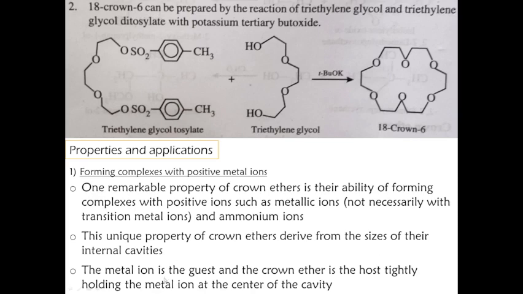The metal ion is the guest, interacting with the crown ether, which is the host. The metal ion is there, tightly held at the center of the crown ether.